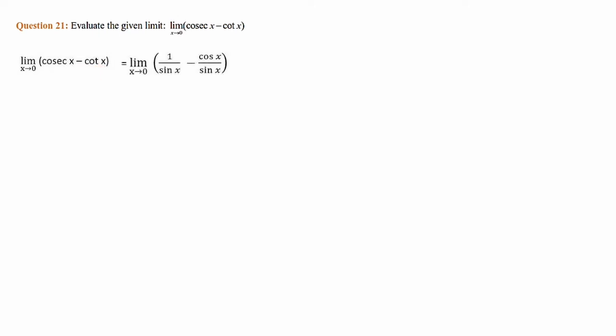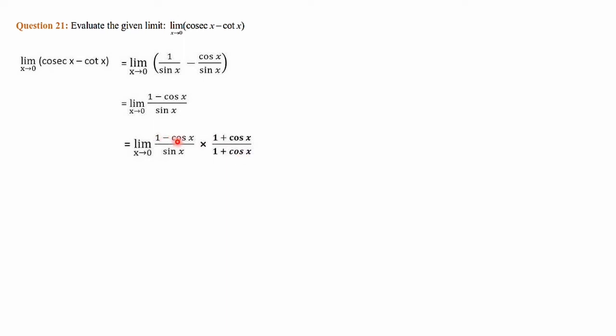Let's substitute that one. Limit x tends to 0, 1 by sin x minus cos x by sin x. Here common denominator is sin x. Let's take the common denominator sin x. And numerator will come as 1 minus cos x. LCM we are taking here. Then just take this 1 minus cos x conjugate, that is 1 plus cos x, multiply it in the numerator and denominator, that is limit x tends to 0, 1 minus cos x by sin x into 1 plus cos x by 1 plus cos x.